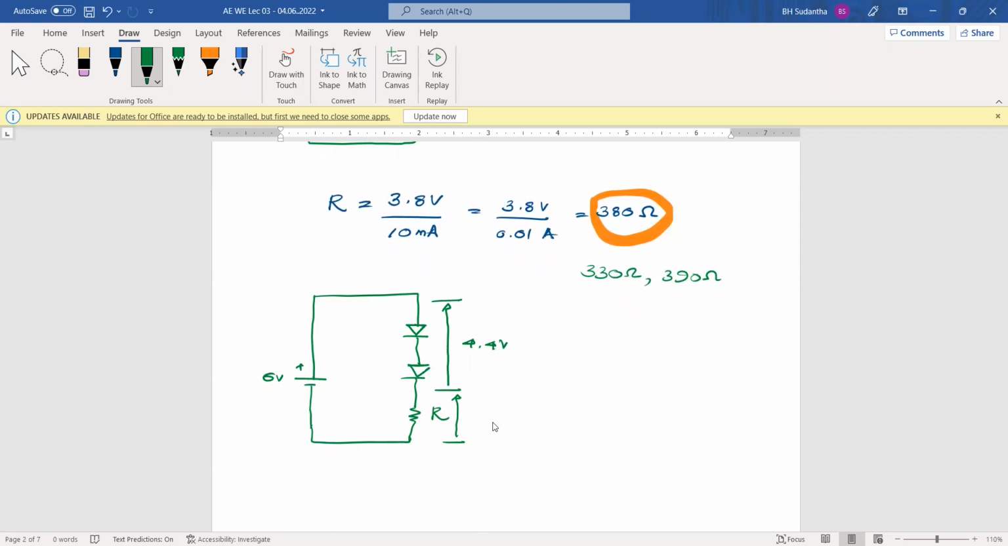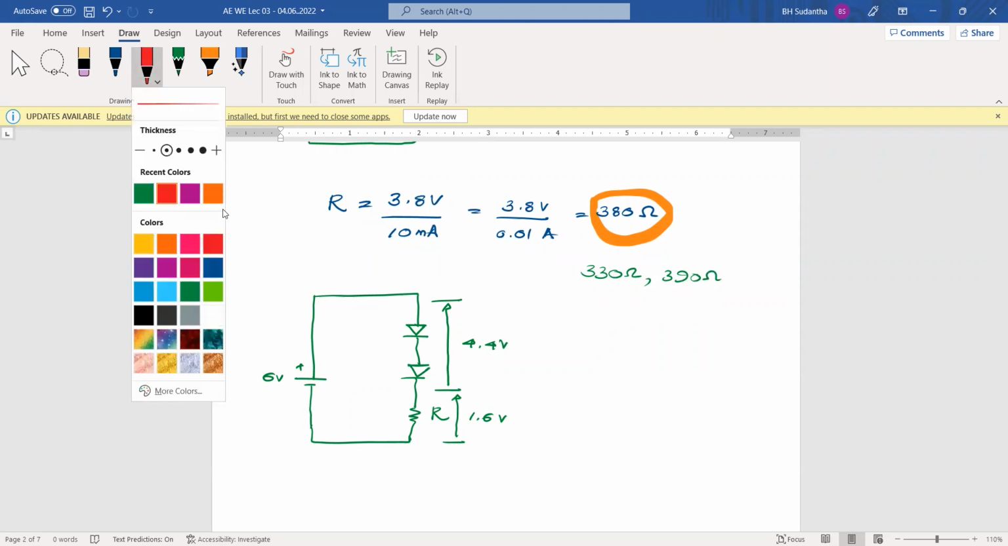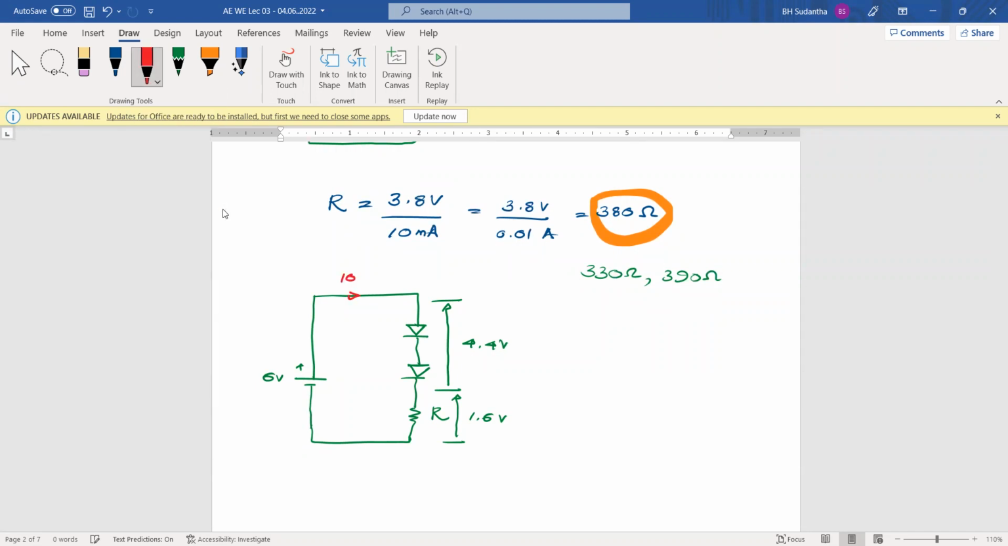It's 1.6 volts. Now you can calculate this time also, you can put this current here. It's 10 milliampere going through this one. But if you need much more light intensity from these LEDs, you can increase the current, maybe 20 milliampere, 15 milliampere like that. But for the safe side, 10 milliampere is more than enough.